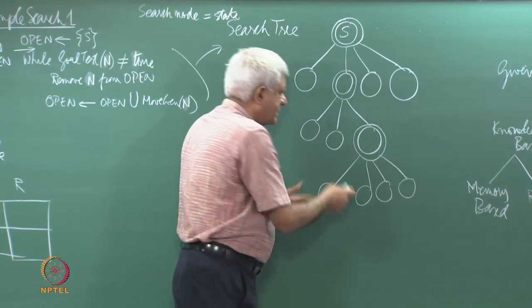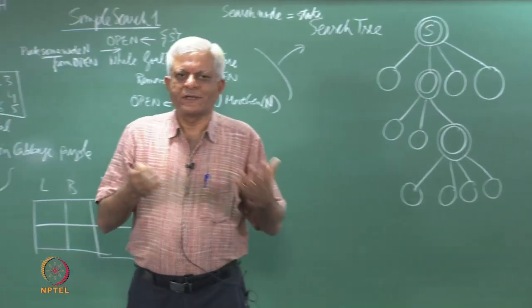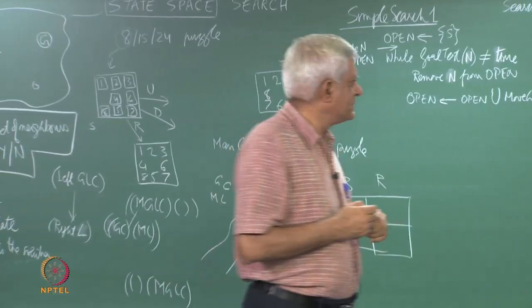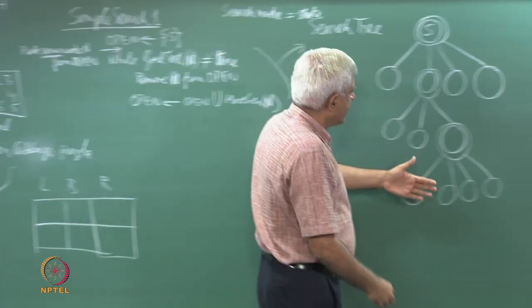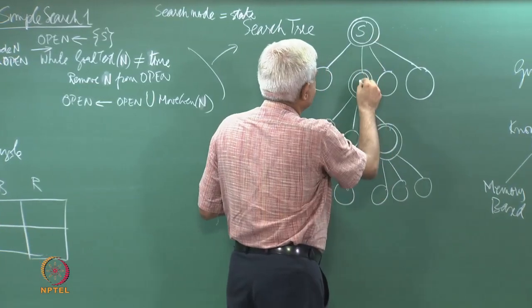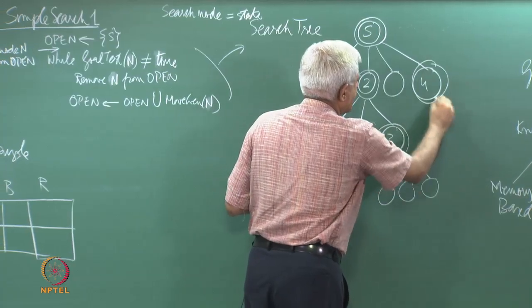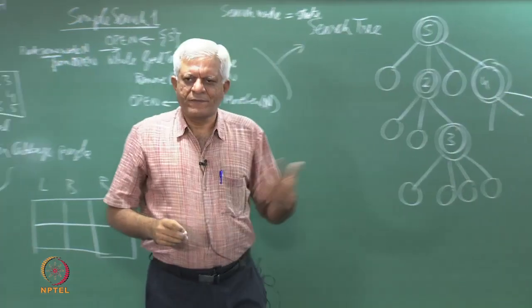As you can imagine, the open set is growing and growing, and we have to find a way of solving this. The next one to pick could be, let us say this is number 2, this is number 3, this could be number 4. We have not specified which node to pick, we will do that in a moment.